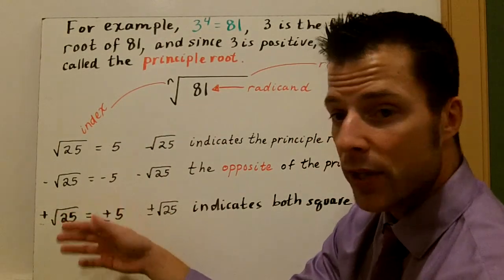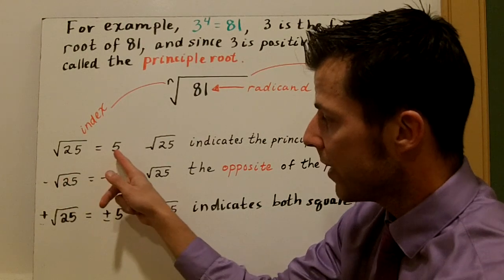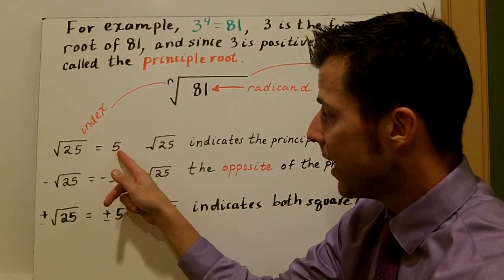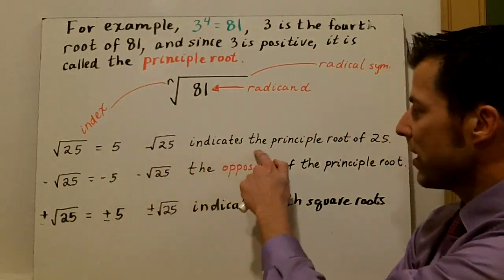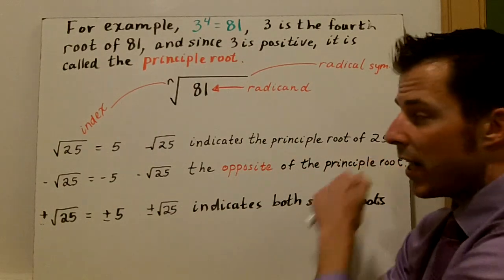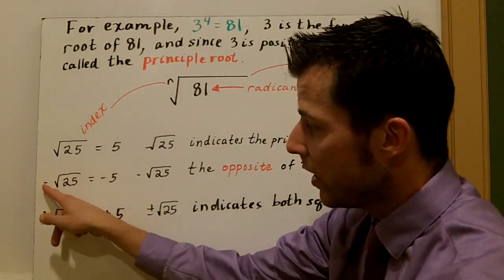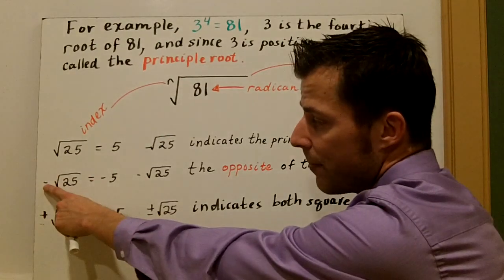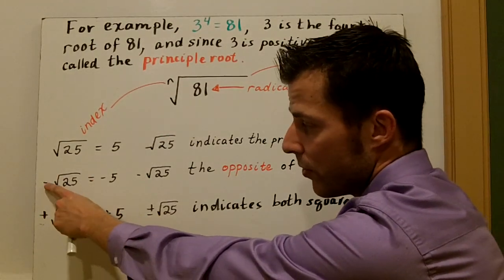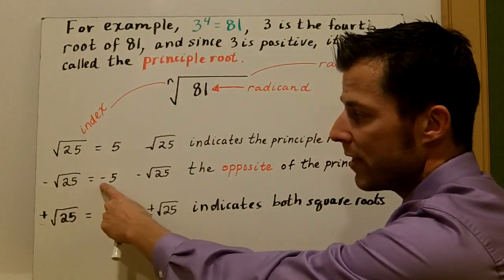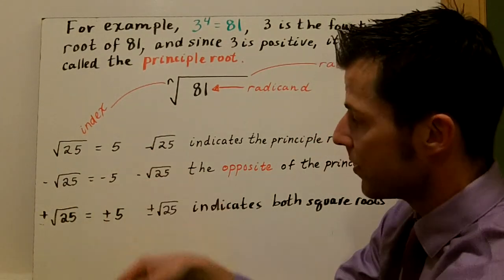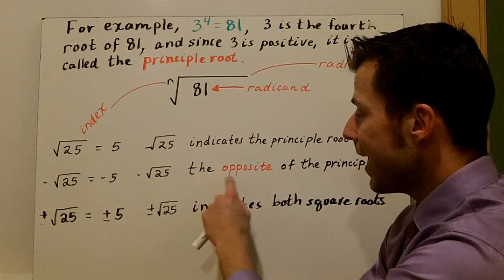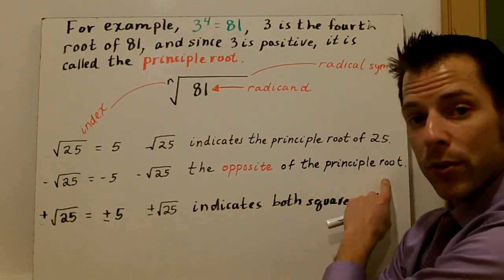So here's three things we need to talk about. The square root of 25 on your calculator would give you 5. The square root of 25 indicates the principal root of 25. There's nothing up front. Here we almost say we want the negative root, or the opposite of the principal root. So the opposite of the square root of 25 is -5. These numbers should be opposites.